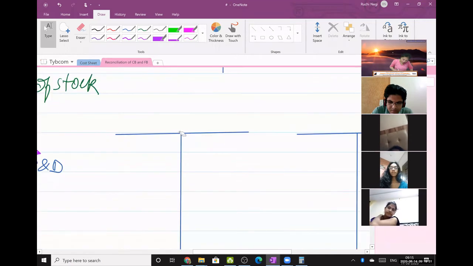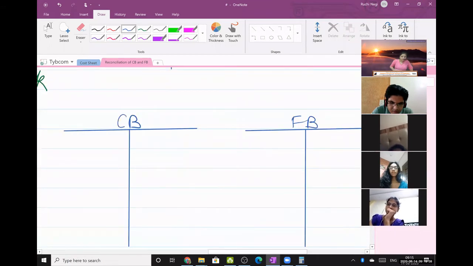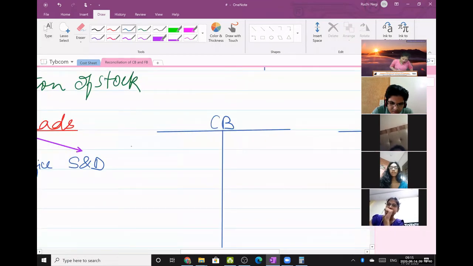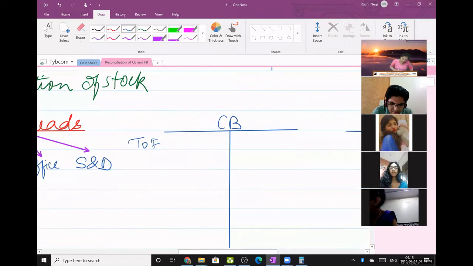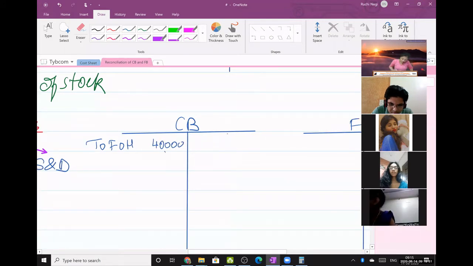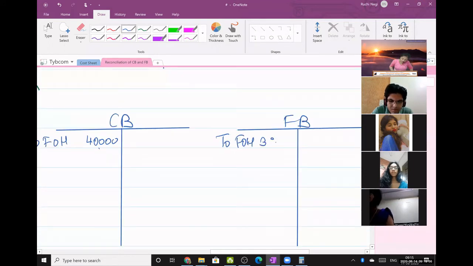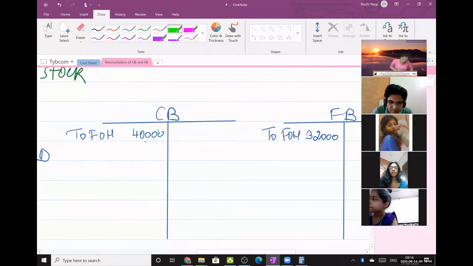So this is my cost books. This is my finance books. Okay, I'll take the first example of factory overheads. 40,000. Factory overheads 42,000. चलो बोलो क्या हुआ है, अंडर रिकवरी है ओवर रिकवरी है?